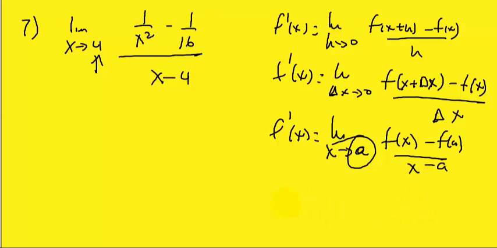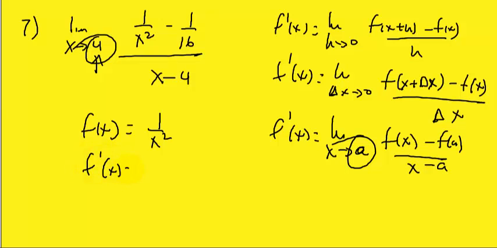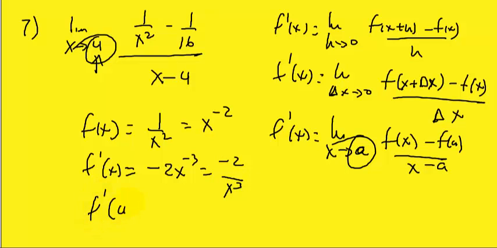And what is my f of x then? 1 over x squared. And they want me to find the derivative of this function at 4, because that's where it's going. So before you do that, you might want to rewrite it. You don't want to use the quotient rule, so let's write it that way. That'll be negative 2x to the negative 3, which is negative 2 over x to the 3. Then plug in the value, f prime of 4, which is negative 2 over 4 to the third.